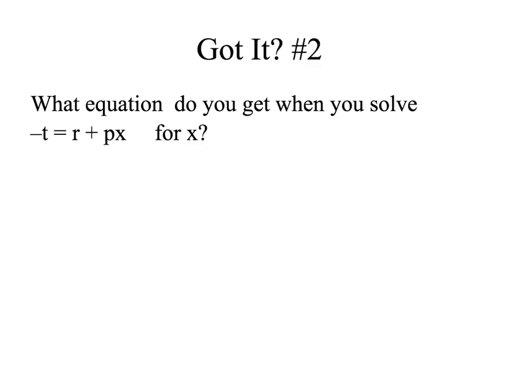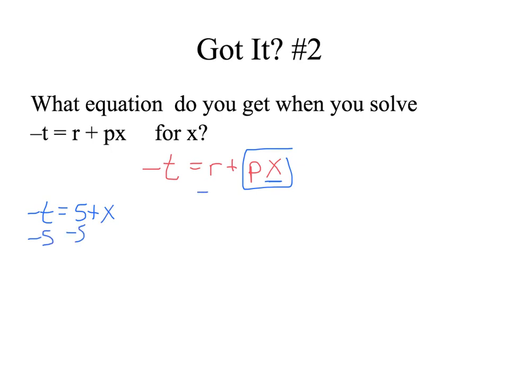Okay, so this one, they want us to solve this one for x. So we have negative t equals r plus px. Now, if we're solving for x, this time we only have x in one spot. So it would be a good idea to box that. Now, we need to get rid of the r. So if this was negative t equals 5 plus x, we would subtract 5 from both sides. So right now we need to subtract r from both sides.